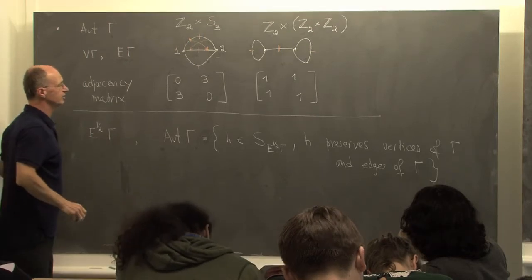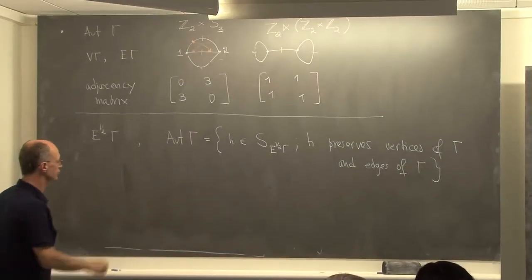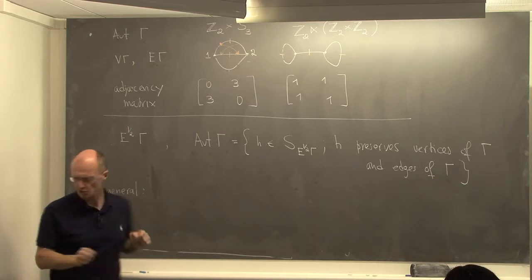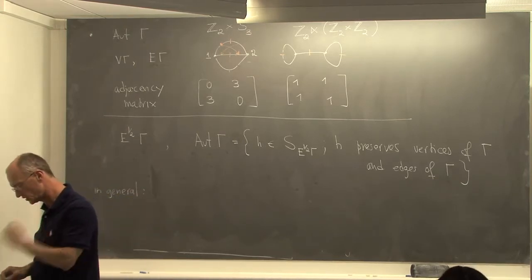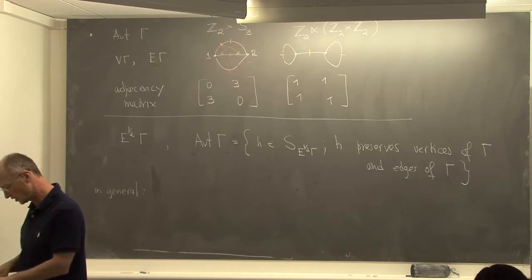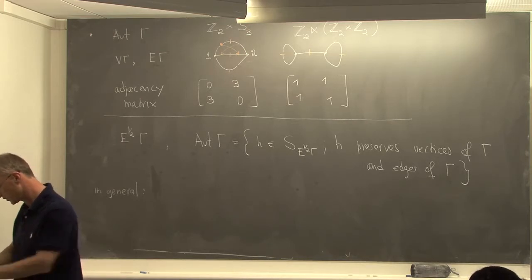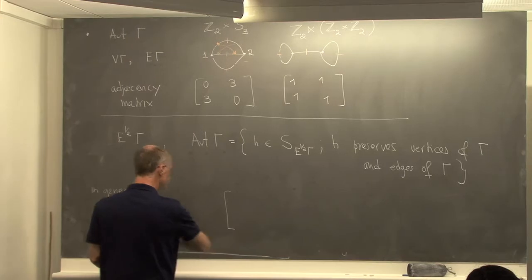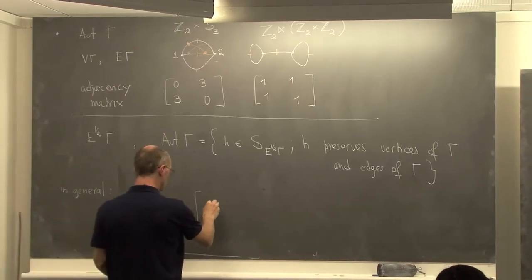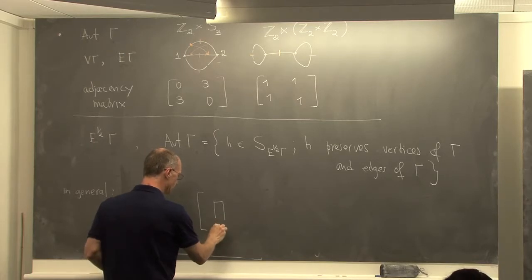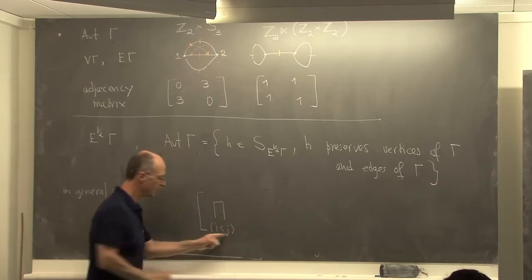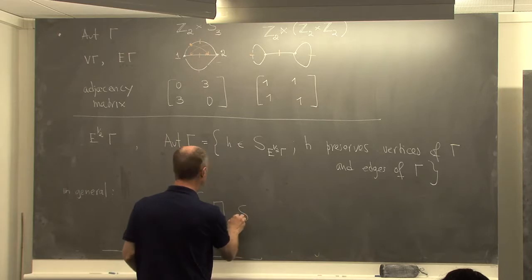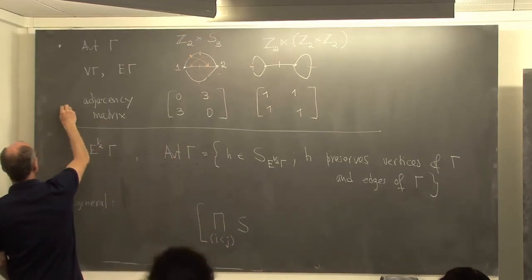So these are examples of automorphism groups. In general, the structure of the answer is as follows. Let me write it down for you. For each pair of distinct vertices, let me say i smaller than j, I take some enumeration of vertices. So let me call this adjacent symmetrics, let's say A.